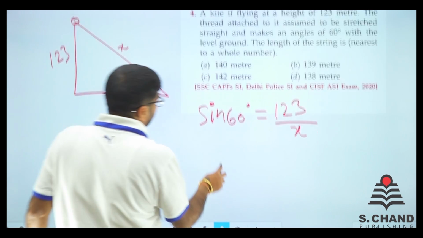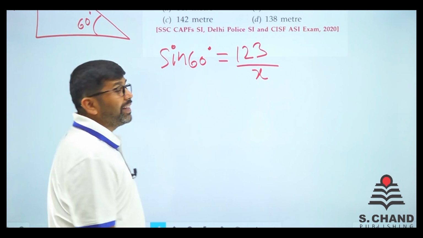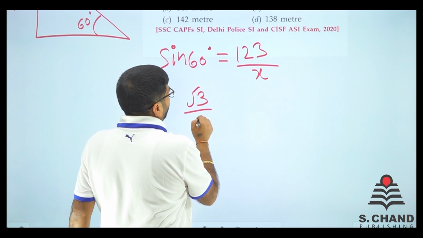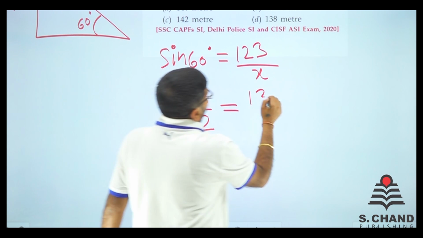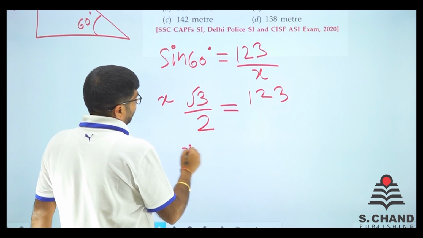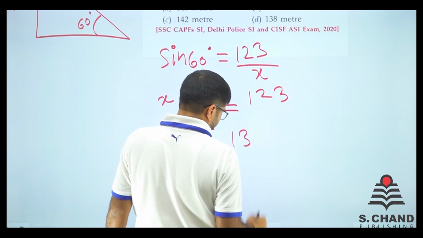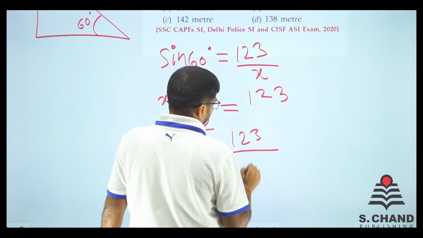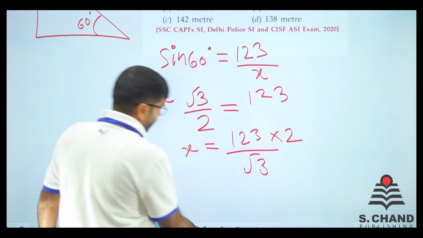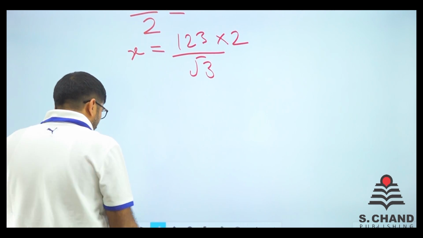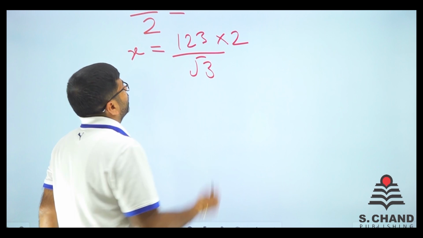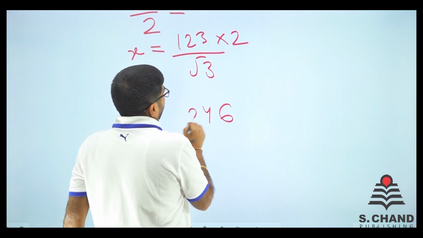So let's see what it says. Sin 60 exactly how much? Sin 60 is root 3 by 2. So root 3 by 2 is equal to 123 over x. Now x is equal to 123 by root 3 into 2. Now we need to find out this. Let's see how we should find it. We do one thing. Multiply 2 into 123. First do that. So that comes out to be 246.